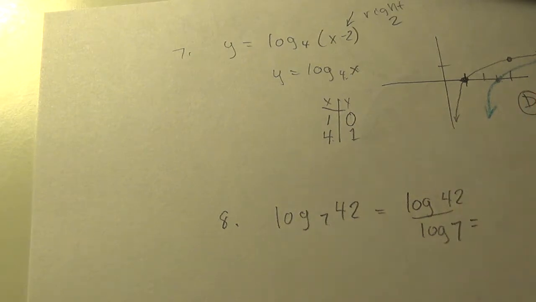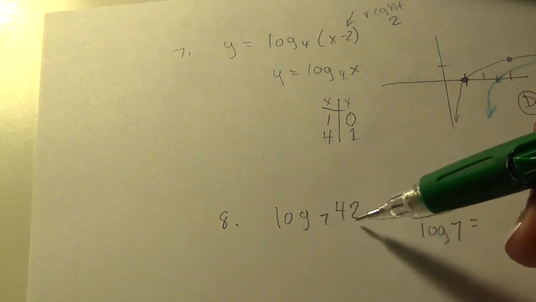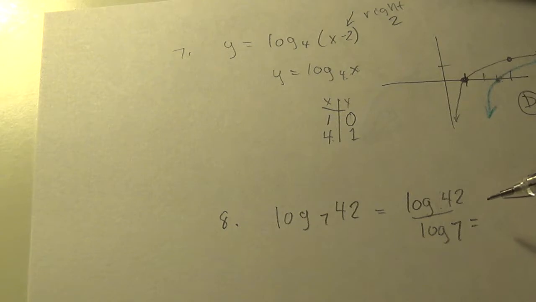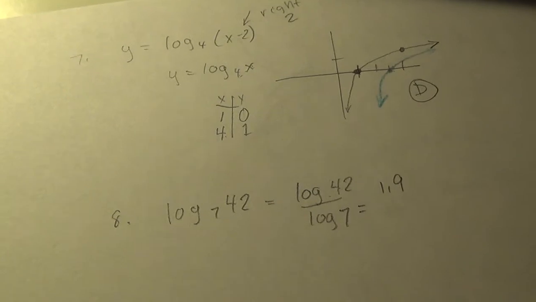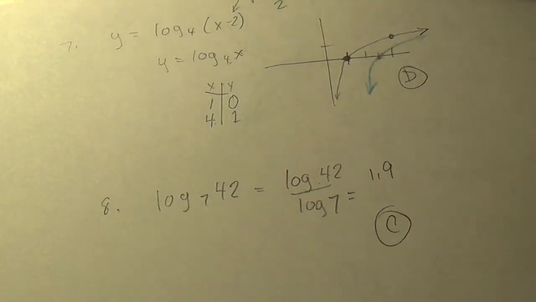All right, so this is the change of base formula. It's the log of this, what I call upper number, divided by the log of the lower number. And we actually proved why that was true in class, developed why that is. It should be around 1.9, so that looks like the answer is C. All right, number 9.